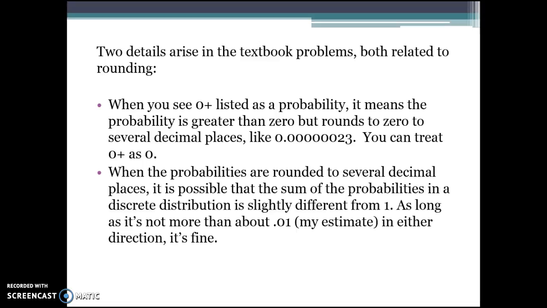There are 2 details that come up in your textbook having to do with rounding. If you see 0 plus listed as a probability, you can just treat that as 0. It just means the probability is so small that it rounds to 0 to several decimal places. So just treat 0 plus as 0. Now, the other thing is when the probabilities are rounded, it's possible that the sum of the probabilities may be just a little bit off from 1. As long as it's not too far off, like about 0.01, it's okay.